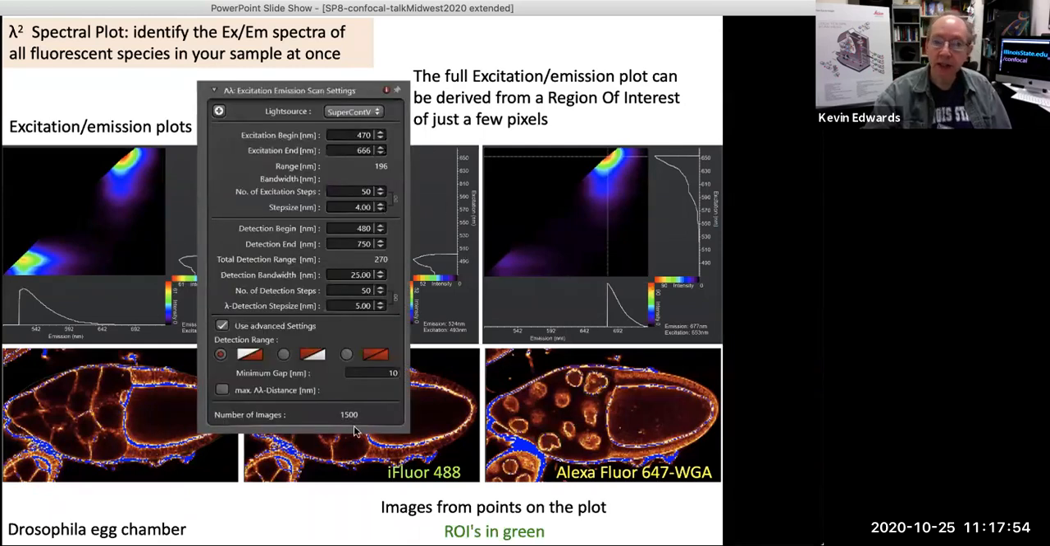This is just the software setting that gave us this image here, and that was 1,500 images. We're stepping through every 4 nanometers in excitation, every 5 nanometers in emission, and we can change those. We can do a very low resolution scan a lot faster if we want to do it that way as well.